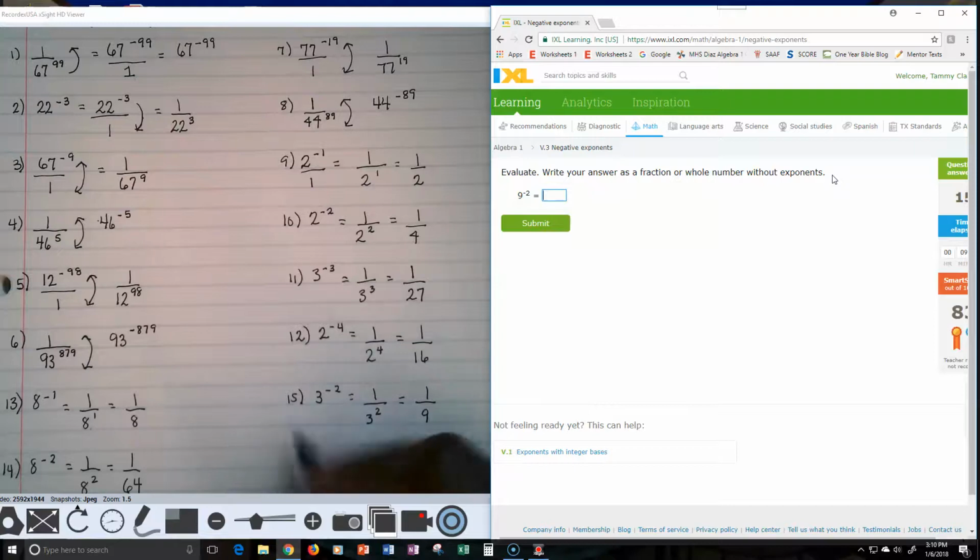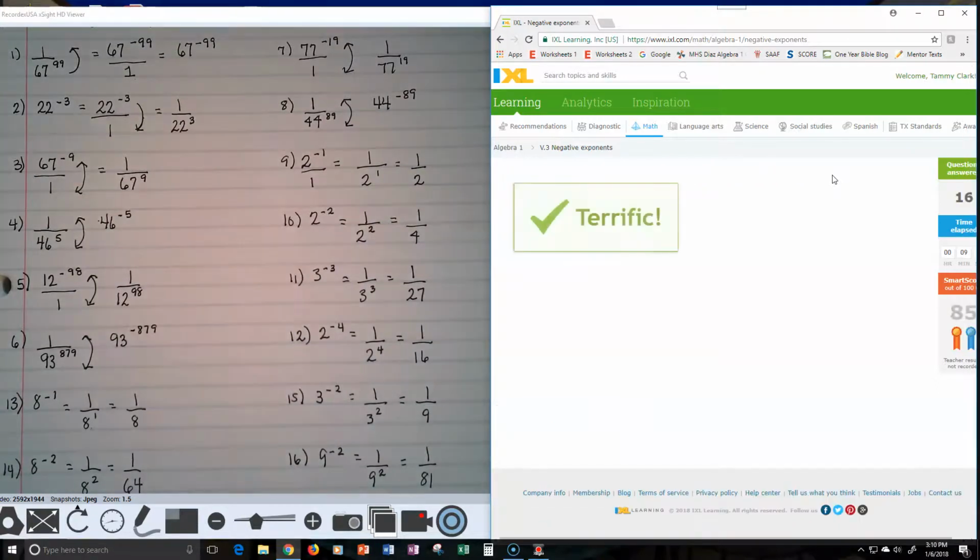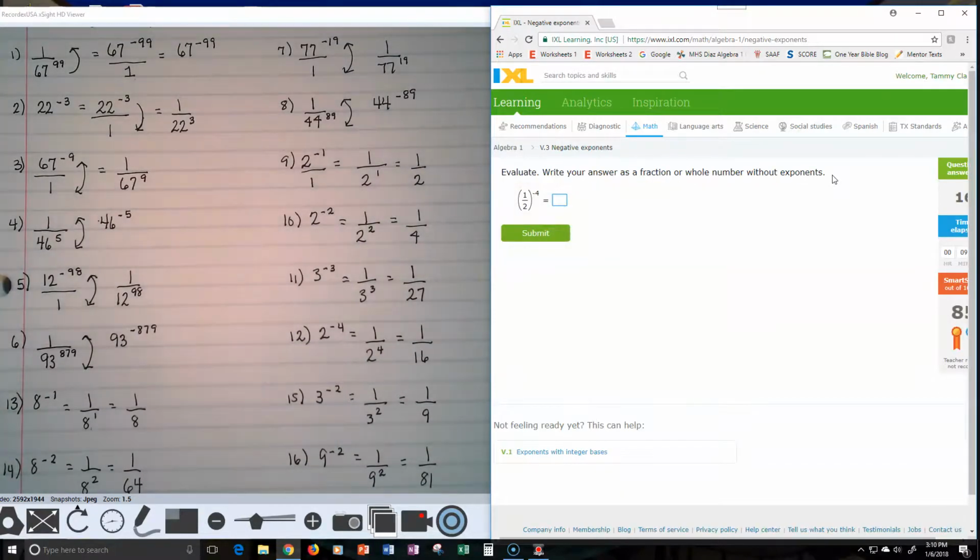And one last one. Let's do 16. 9 to the negative 2nd power. We know that is 1 over 9 to the 2nd power, which gives us 1 over 81. I trust this was helpful for you.